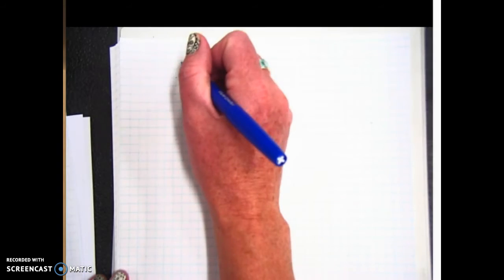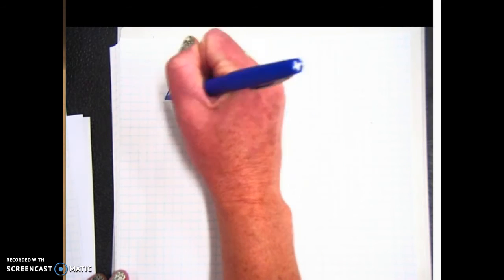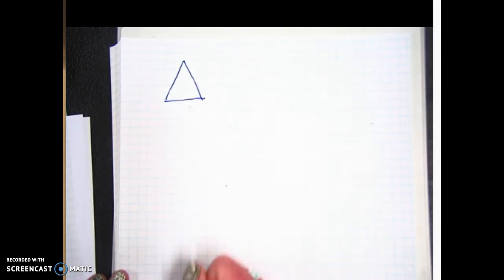Very first box, it says the Isosceles Triangle Theorem. And word for word, here's what it says. If two sides of a triangle are congruent, then the angles opposite the sides are congruent. So in that first box, you're going to draw an isosceles triangle. Isosceles triangles have two congruent sides.